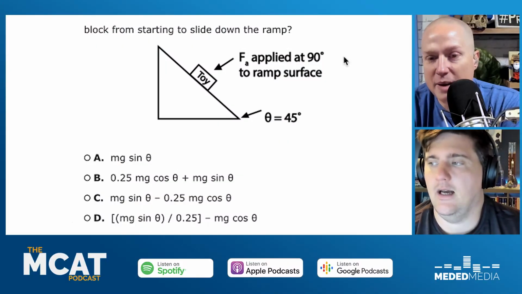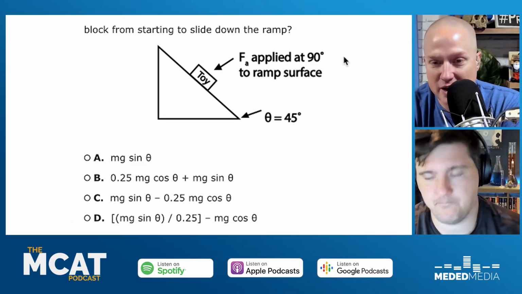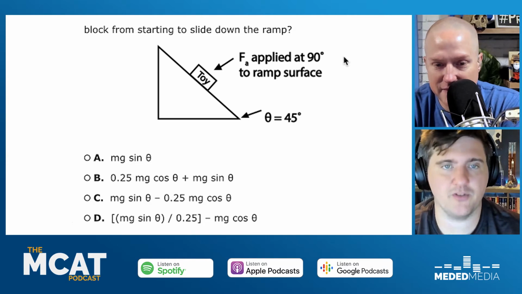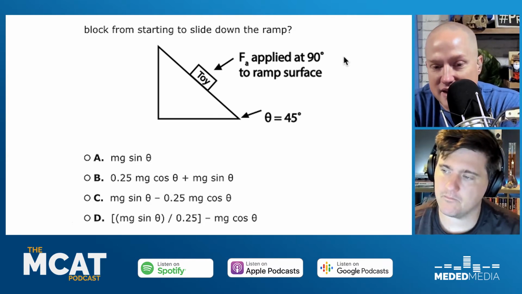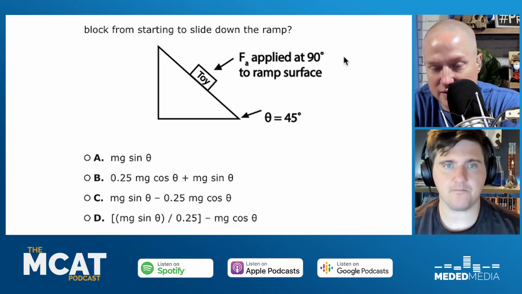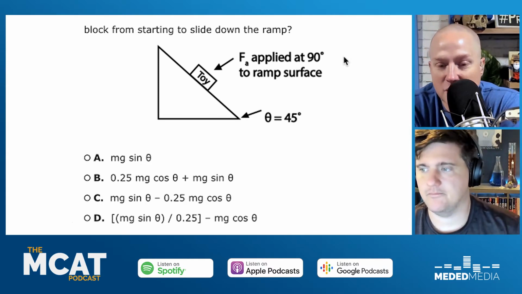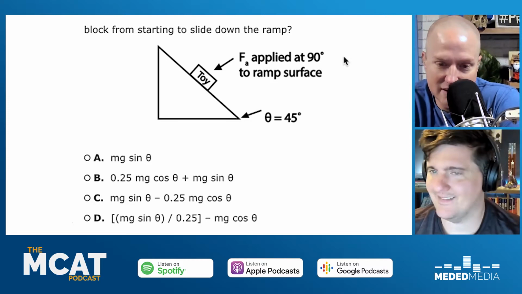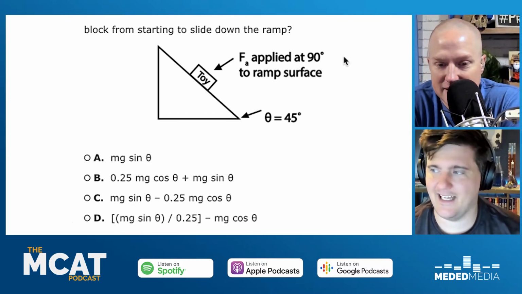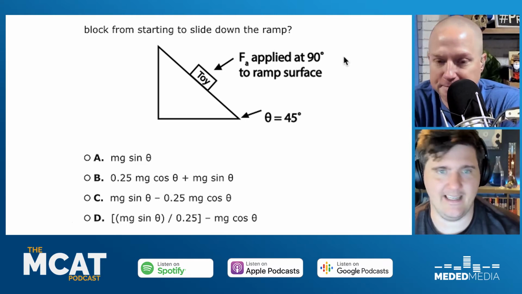Yep. So mg, I'm assuming, is just mass times gravity. So it's going to be the force of gravity pulling it down. Yeah. Theta is the angle of the ramp, which is 45 degrees here in this drawing. Again, doesn't really matter because we don't have numbers. Yeah, that's exactly what I was going to say. Like they could have said it was 17 degrees or 190. It doesn't make a difference.